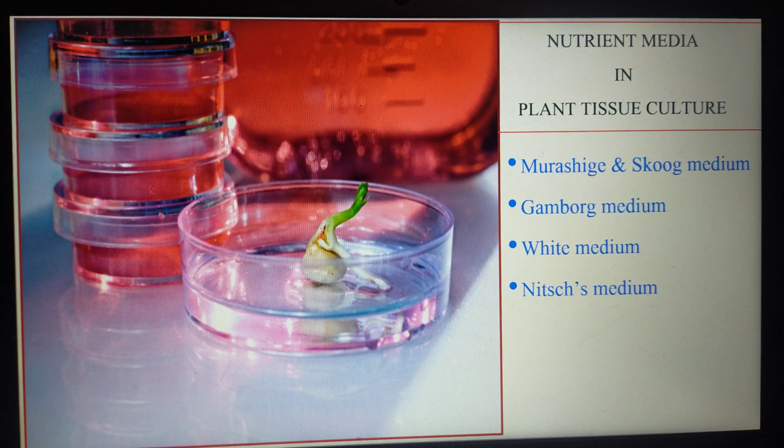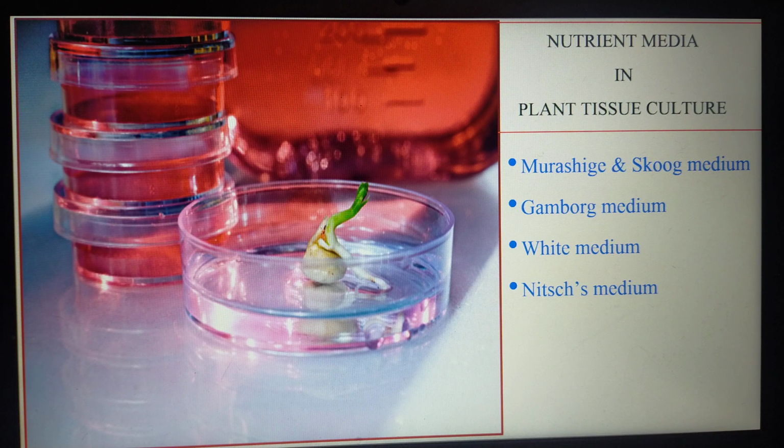And the next is nutrient media. Nutrient media is a very essential part of plant tissue culture. Without nutrient media, we can't perform plant tissue culture. And there are different sorts of nutrient media available in the market. The most widely used media all throughout the world in tissue culturing labs are these four media.